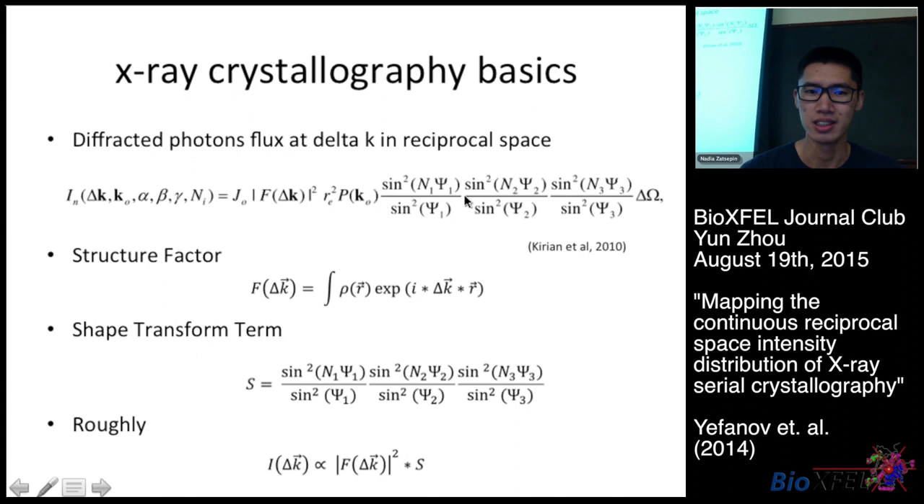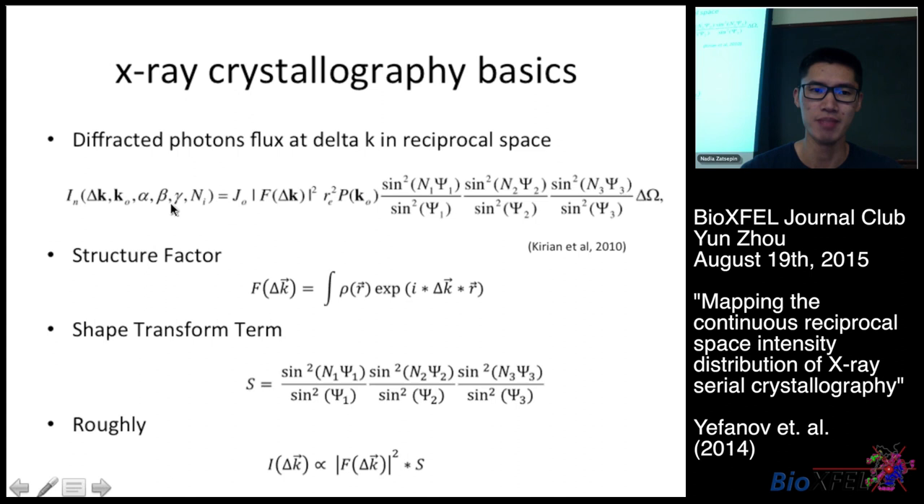There is also a sine term, the three terms, which means there are three dimensions. The sine terms I would call a shape transform term. And the last one is the solid angle. So this formula gives you the number of photons measured at each pixel on your detector.